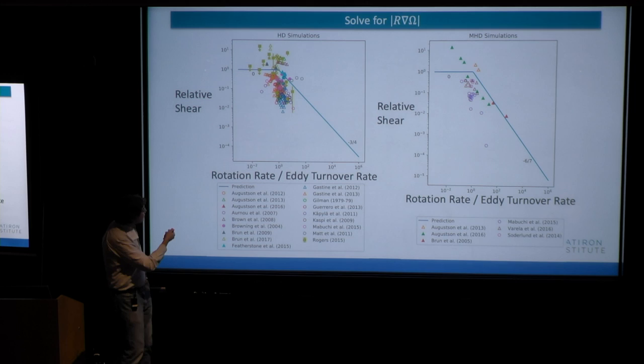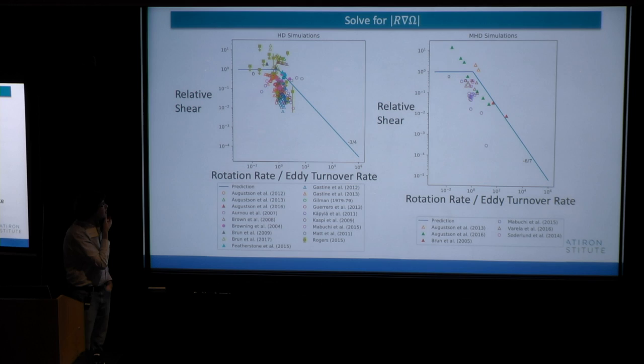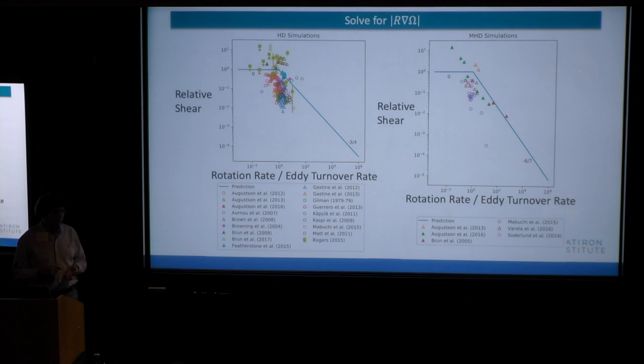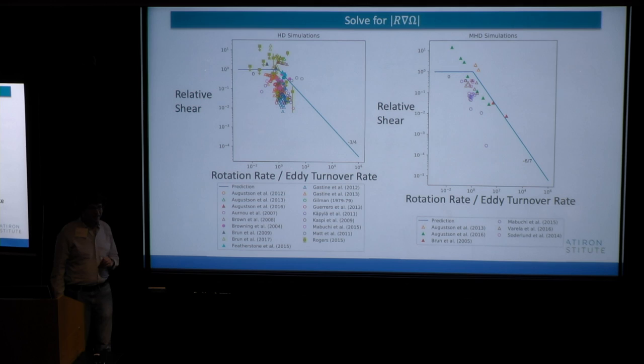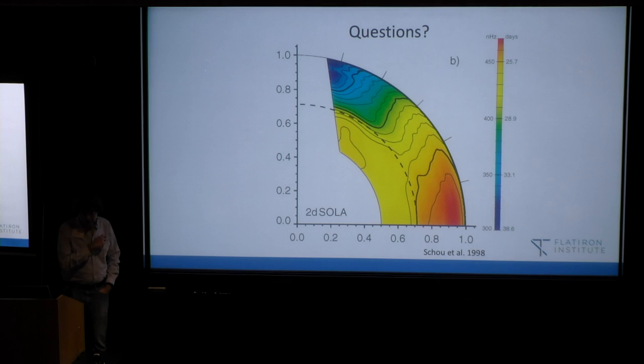I'm more worried about what's happening here. To the extent possible, I've tried to really limit the simulations that I'm including here to ones that are in the matching limit to my assumptions, right? So ones that are ideal, where the convection is efficient, where the microscopic diffusivities are small, the resolution is high. But there still seems to be quite a bit of scatter. I haven't shown it here, but if you restrict to just one group or one code, the scatter goes down quite a bit. So maybe that's just a difference in reporting. But it doesn't go away completely, and that has me a little worried. Right, so I thought I'd end on that, and that's it.